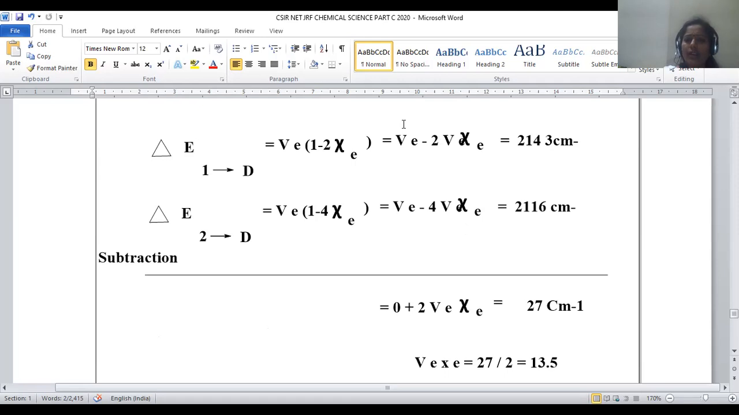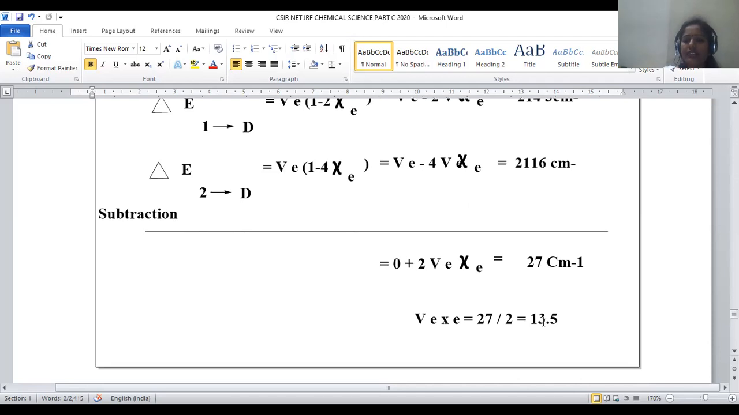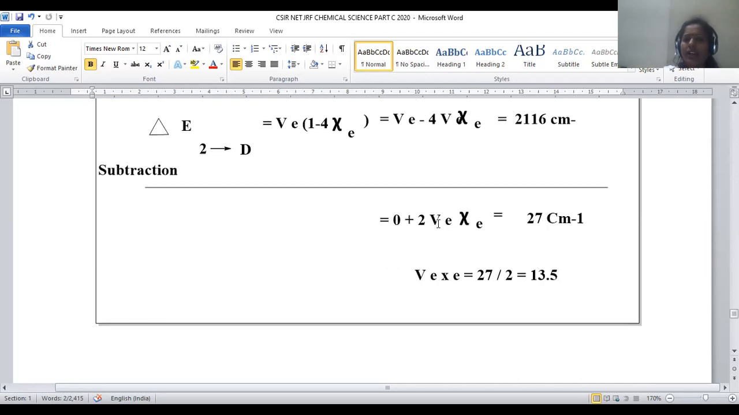When we are subtracting, what happens? VE minus VE gets cancelled. It will become 0. And 2 VE minus 4 VE will be there. The difference between 2 VE and 4 VE is taken as 2 VE. Then chi remains as such. 0 plus 2 VE chi is equal to the difference of these two stretching frequency values, which will be 27 centimeter inverse. What is the difference between these two? 27 centimeter inverse. Then 2 VE chi is equal to 27.